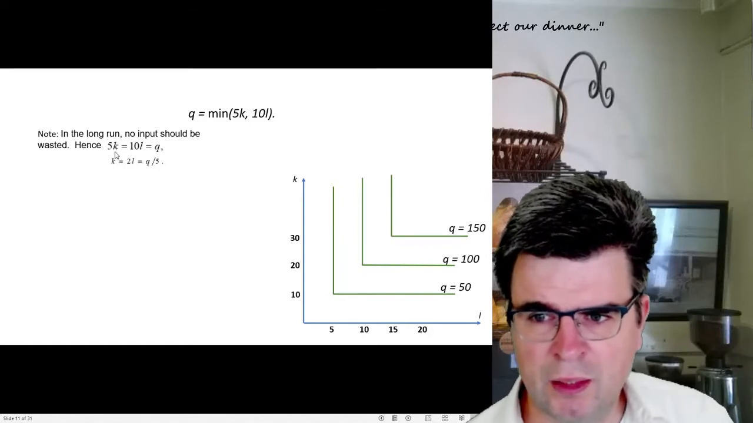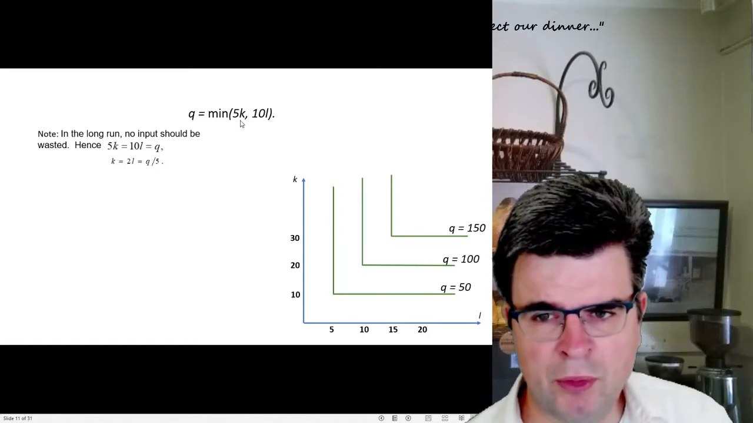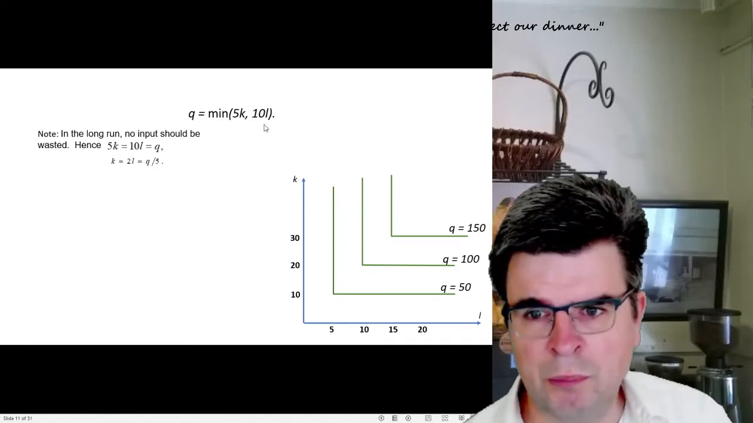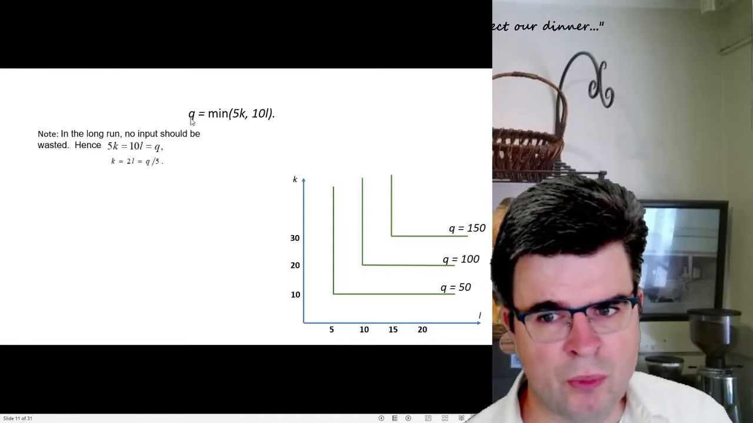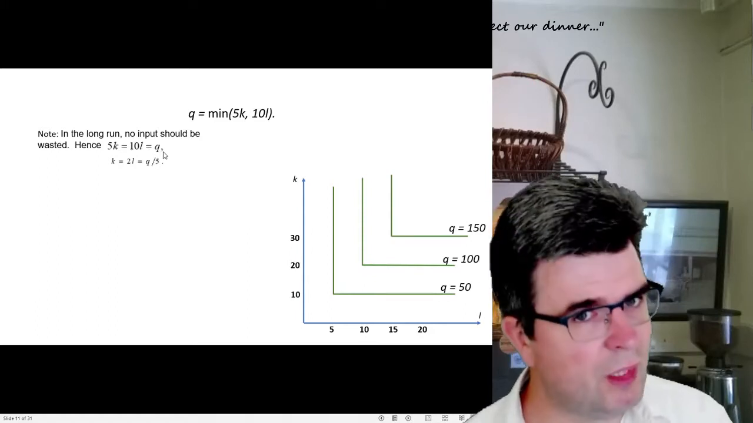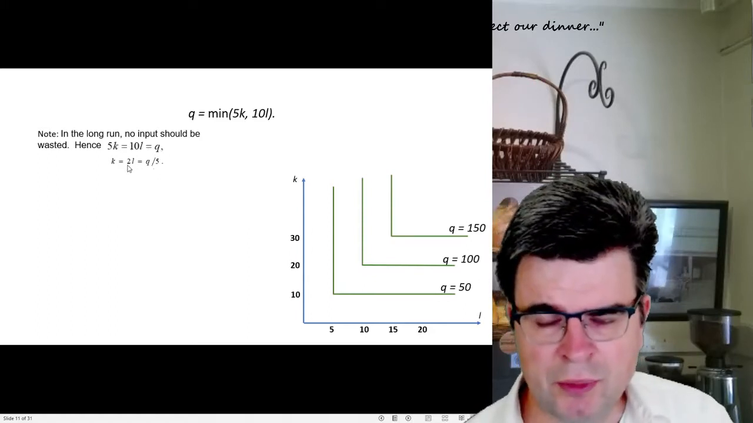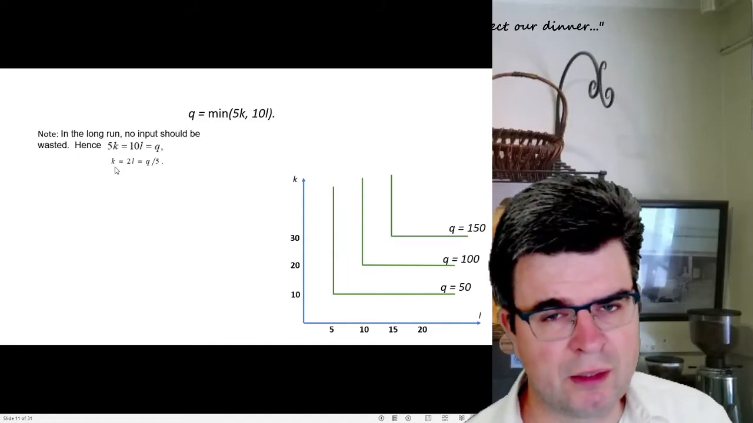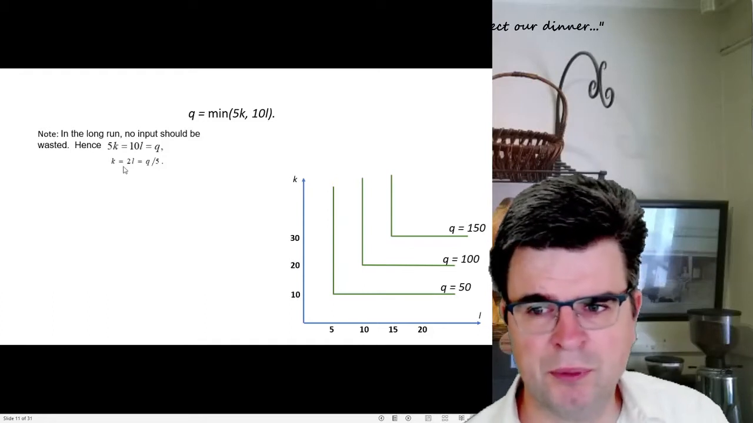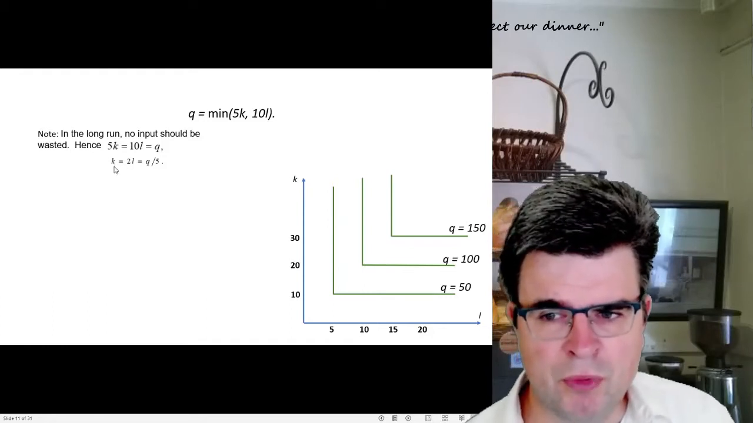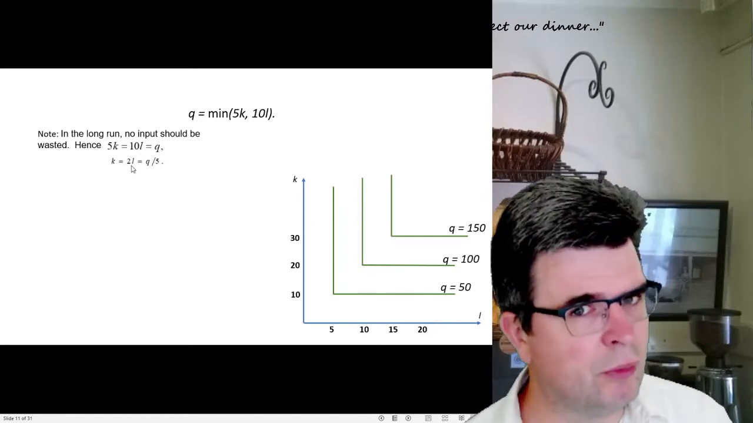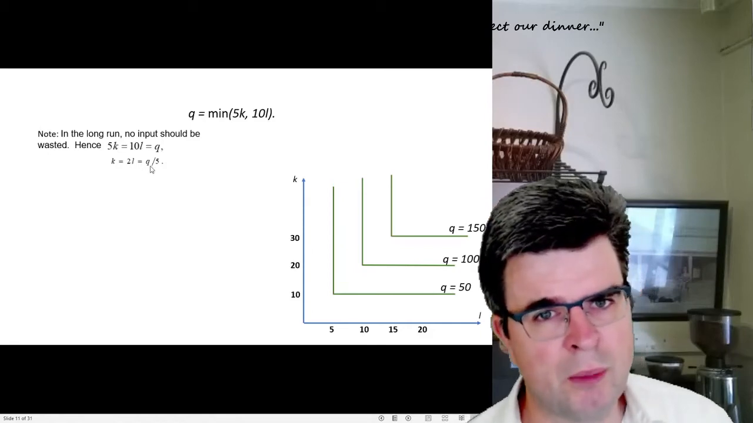So in the long run, you will be at a point where 5K is exactly equal to 10L. Then the two terms within parentheses are equal, so Q will also be equal to 5 times K and 10 times L. Now you can rewrite this as the contingent demand for capital and labor as a function of your output. So your number of units of capital will be equal to your total output divided by 5, and your total number of units of labor will be equal to total output divided by 10.